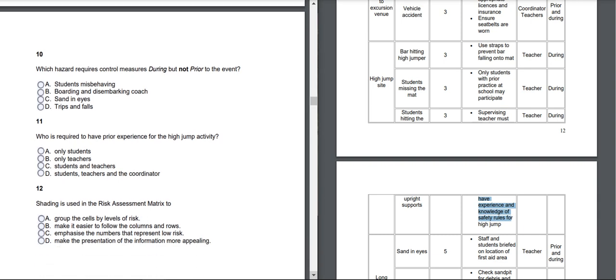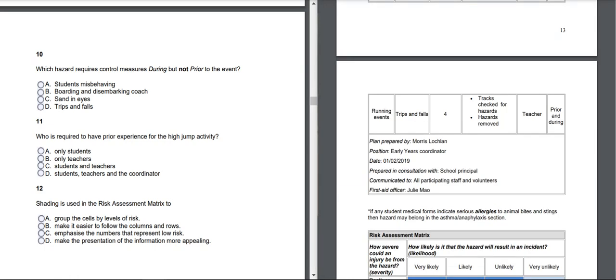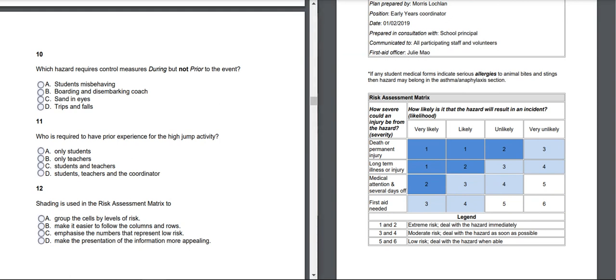So, next, shading is used in the risk assessment matrix to... Is it to group the cells by level of risk, make it easier to follow the columns and rows, emphasize the number that represents low risk, make the presentation of the information more appealing? I'd say it's not B, because that would mean all the rows and all the columns are like different shades. Obviously there are different shades of cells within the same column or the same row, so it's not B. Emphasize the numbers that represent low risk. Now low risk is actually high numbers, so these are the lowest risk, 5 and 6, and they don't even have a colour, so I don't think it will be that one.